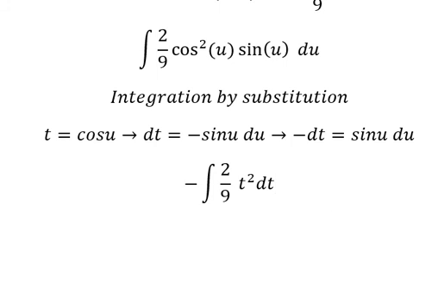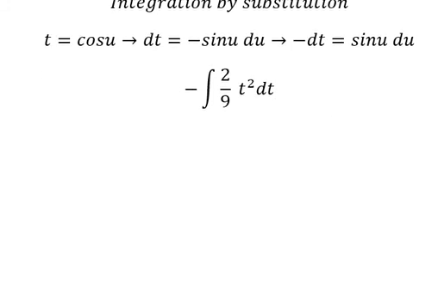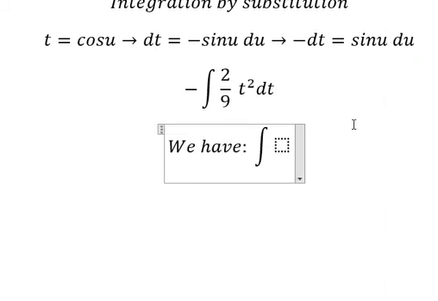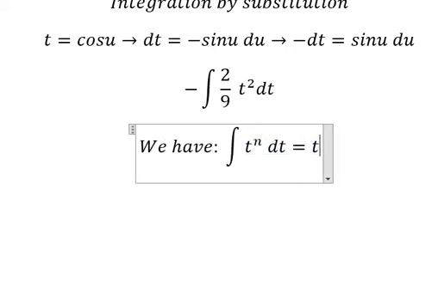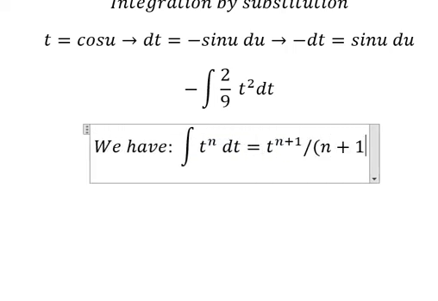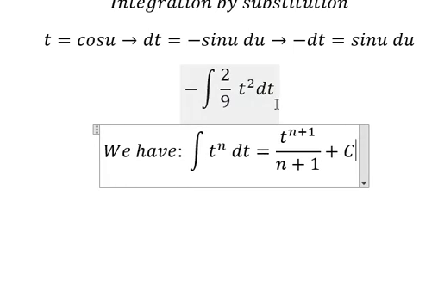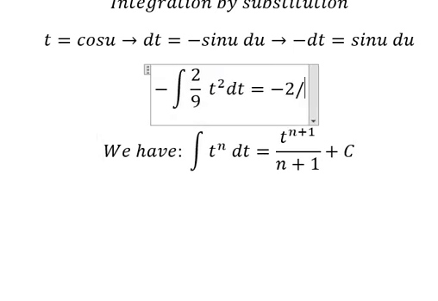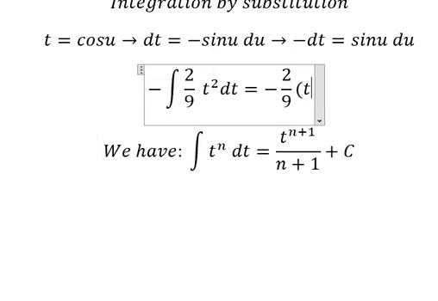Next, we have the formula in here. The integration of t to the power of n dt is t to the power of n plus 1 over n plus 1, and I will put plus c. And now we have the final answer.